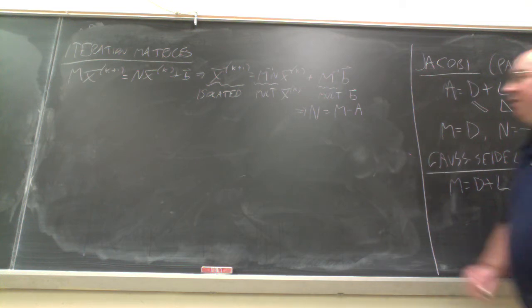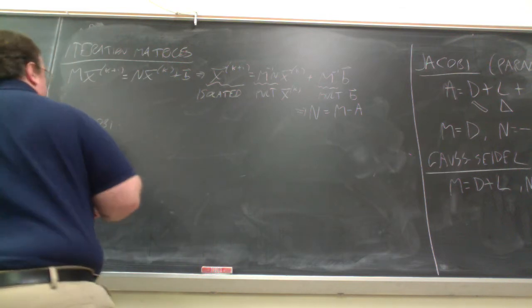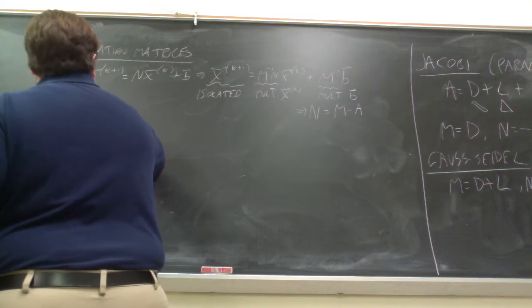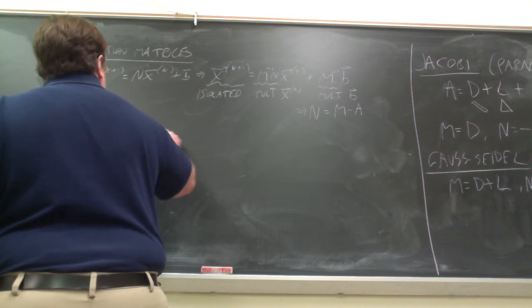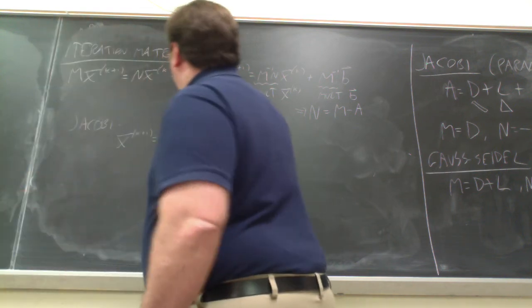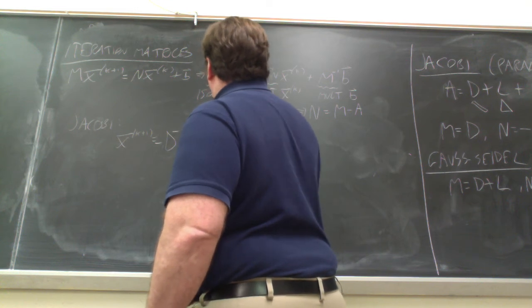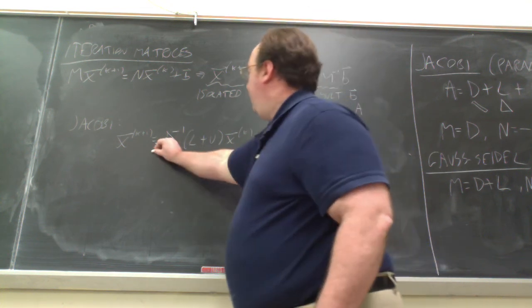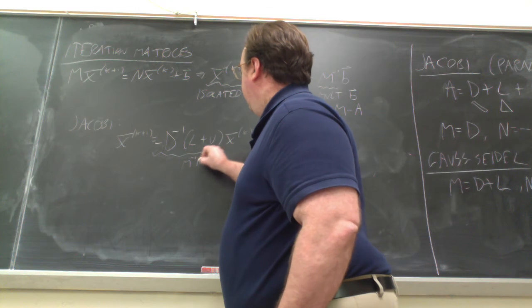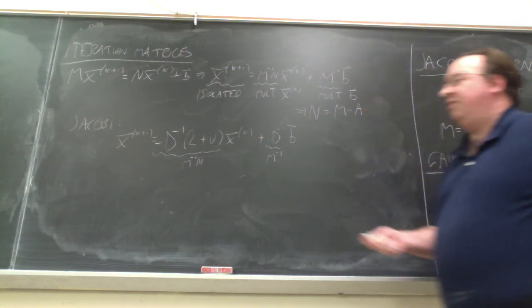Okay, so for Jacobi, we have x_{k+1} is equal to D inverse times minus (L plus U) x_k, plus D inverse b. All of this is your M inverse N, and this right here is your M inverse, because M is equal to D.